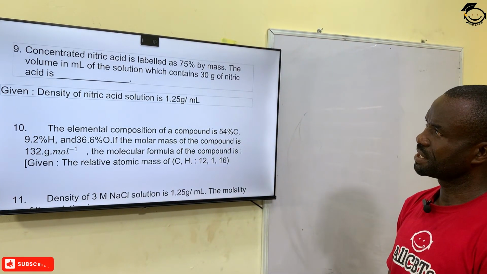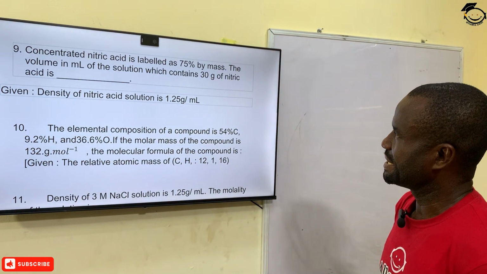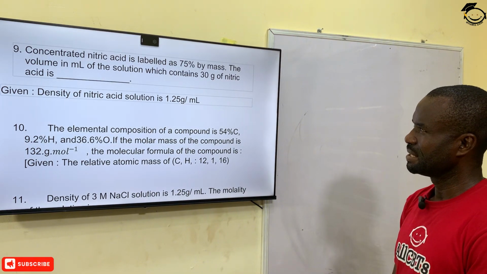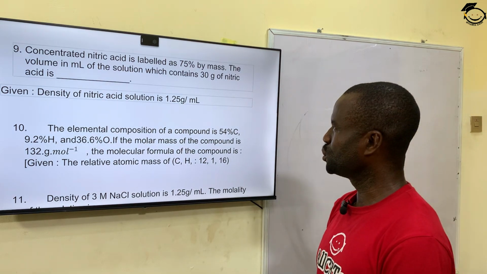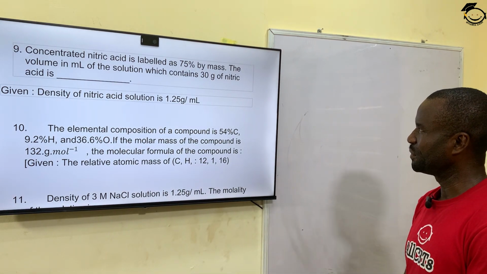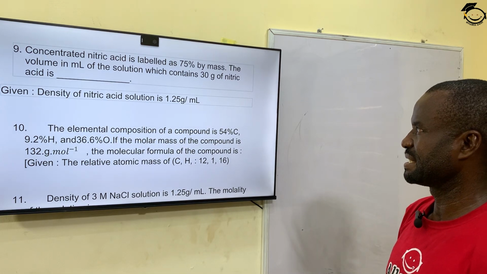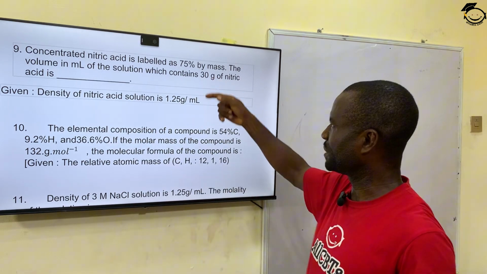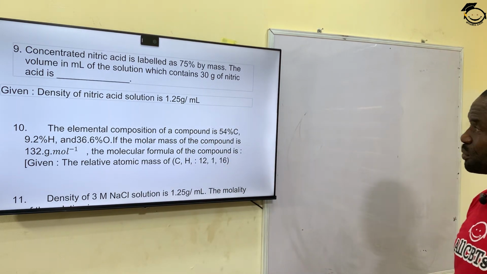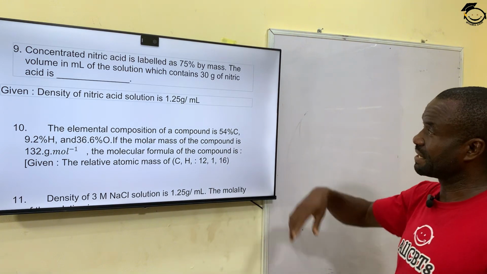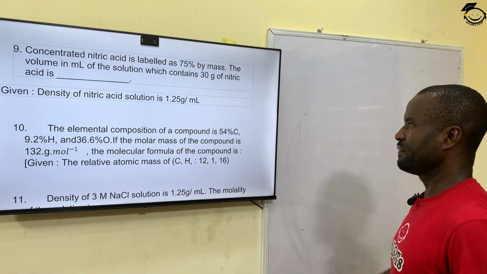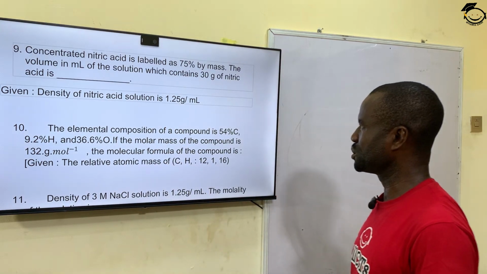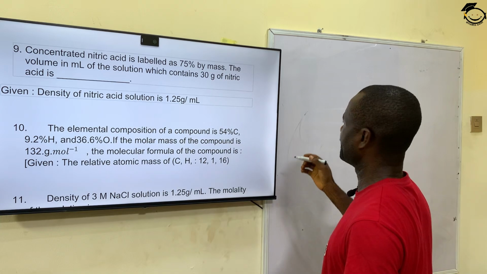Okay, the next question says, concentrated nitric acid is labeled as 75% by mass. The volume in mL of the solution which contains 30 grams of nitric acid is, what will be the volume of the solution that will contain 30 grams? Given the density of the solution to be 1.25.